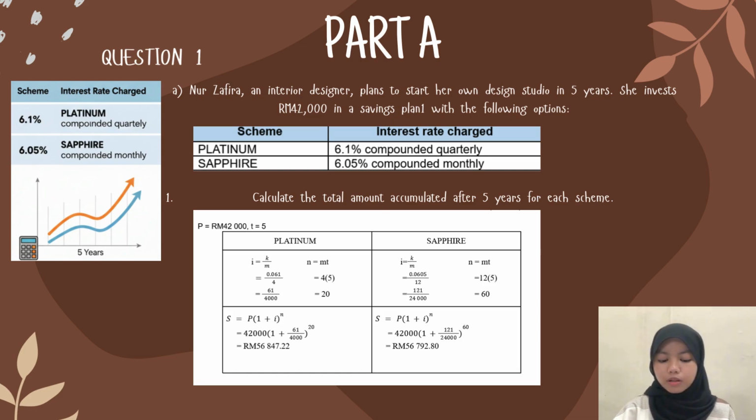S equals P bracket 1 plus I bracket to the power of N. So we substitute the numbers: 42,000 bracket 1 plus 61 over 4,000 bracket to the power of 20. So we get the S for platinum is RM56,847 and 22 cents. Next, we find the amount of S for sapphire, which is RM42,000 bracket 1 plus 121 over 24,000 bracket to the power of 60. And we get the S for sapphire is RM56,792 and 80 cents.